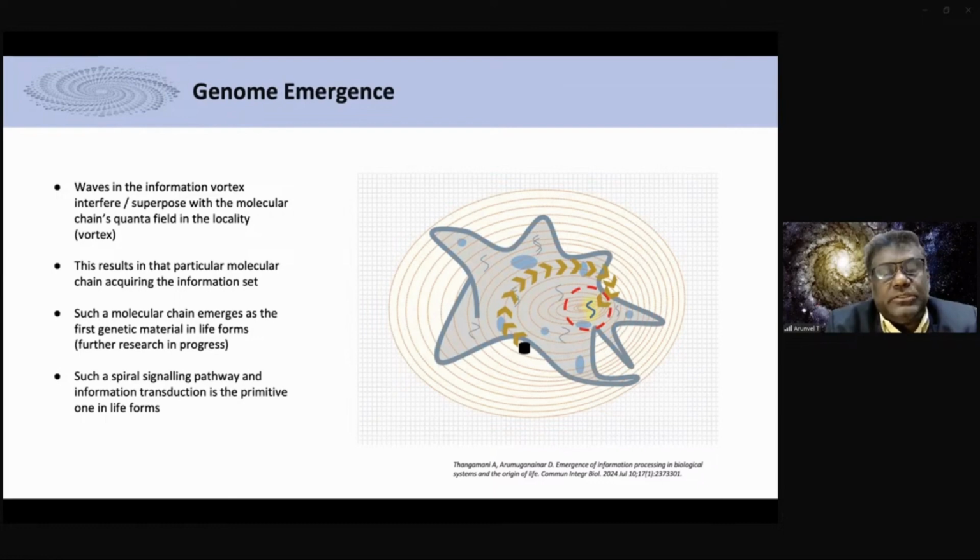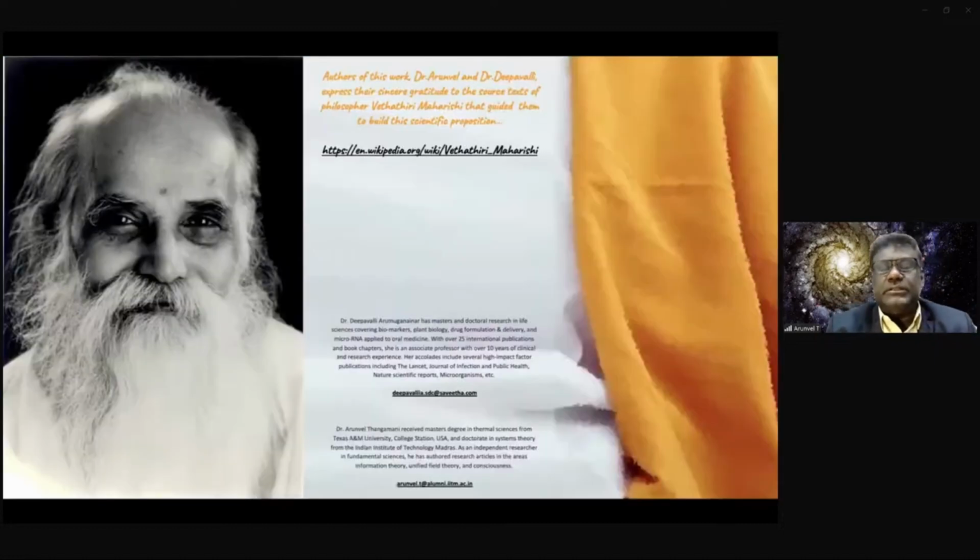We know there are lots of processes involved in DNA in terms of how it replicates, and so forth. We have not gotten to those levels yet, but we have formed a hypothesis that the evolution of a genome is actually because of the information vortex that forms in that region. And this must be the very rudimentary form of information signaling. It's actually a spiral signaling pathway as opposed to the other pathways claimed in the literature. So that's where we are at this point in time.